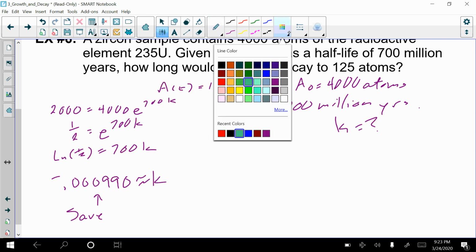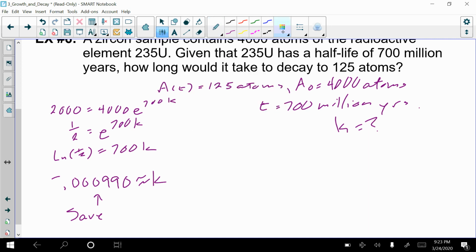I did change my color. So now let's solve for time. Well, whatever the time is that we have to figure out, we have 125 atoms of the element left. We still started with, I'm sorry, not 400, 4,000 atoms of that element.